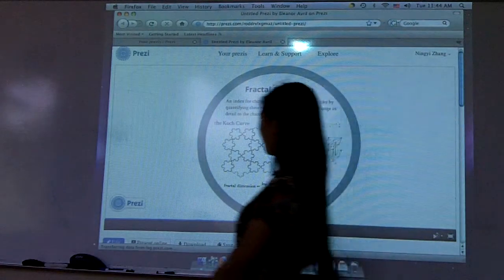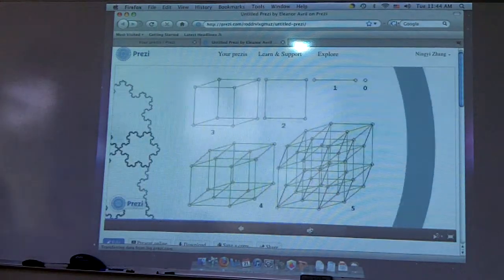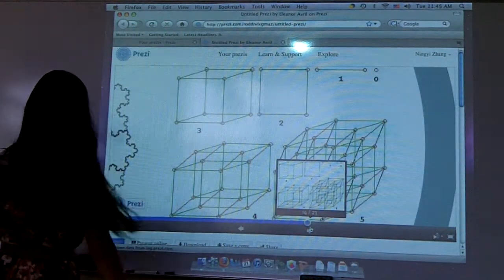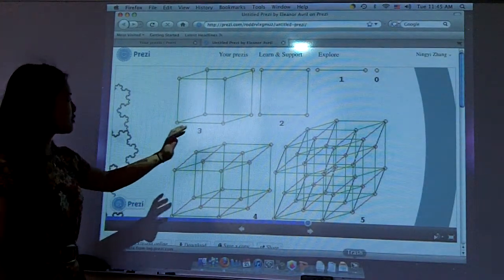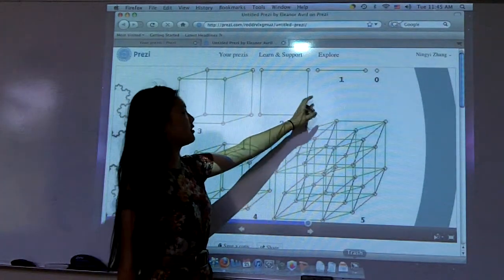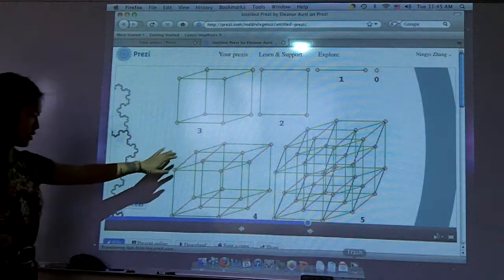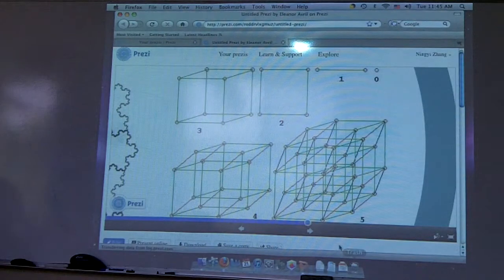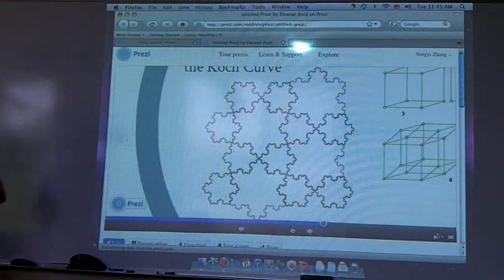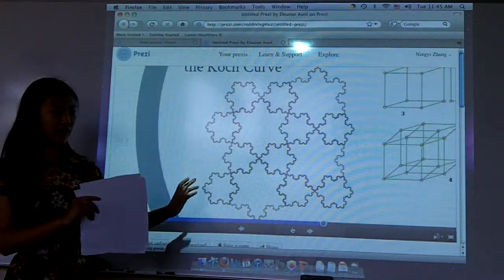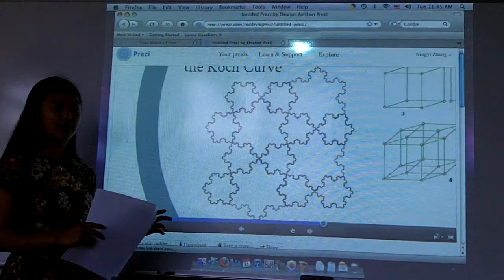Okay. Fractal dimension. So this is a picture of some dimensions we know. A point is 0 dimension, and a line is 1 dimension, and the square is 2 dimension, and the cube is 3 dimension. But fractal dimension is not a whole number, so it can be like 1 point something. And I'm gonna show you how to calculate fractal dimension.